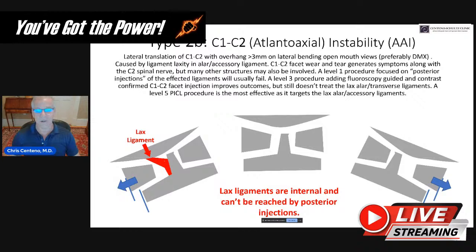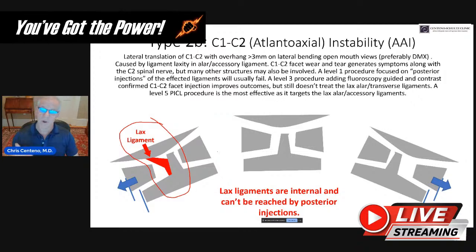And then we get into type 2B, this side-to-side atlantoaxial instability or overhang that we talk about a lot. And the lax ligament is going to be the alar transverse ligament here. And in our clinical experience, you can try to inject the C1, C2 joint. You can try to inject the facet capsules at C1, C2, but it's very unlikely to move the needle on this. That only works about 1 in 5 times in our experience. So that means you have to get that alar accessory ligament injected directly, and that's more that PICL, i.e. a posterior injection is very unlikely to work here.